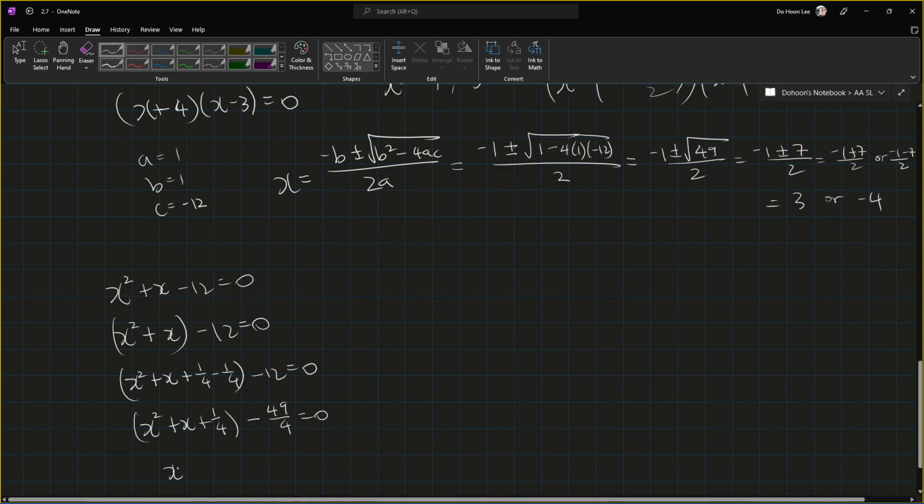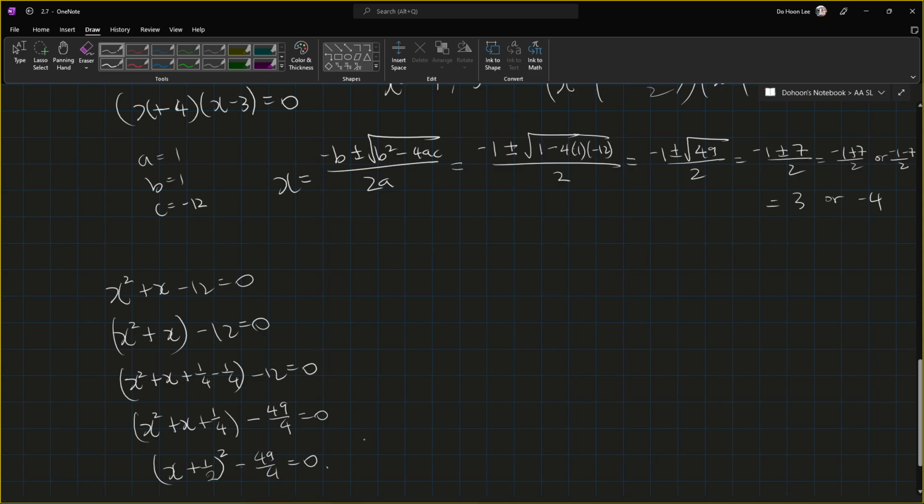And then let's put that x plus 1 over 2. Let's rewrite that. Minus 49 over 4 equals 0. Okay. So you can see, unless it's given as a vertex form, you don't need to do this. It's always easiest if you just use the right method at the given form.